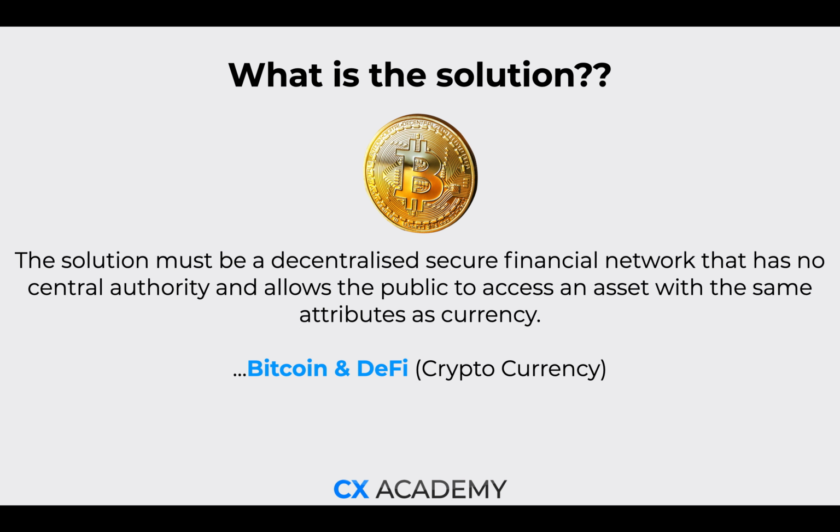So then, without mentioning cryptocurrency, what would be the solution? Well, as a whole, the solution to all of the problems that I've just mentioned must be some form of decentralized, secure financial network that has no central authority and allows the public to access an asset with the same attributes as currency. Those elements as a whole would, in theory, solve this problem. And guess what? We have the solution. It's clearly Bitcoin.